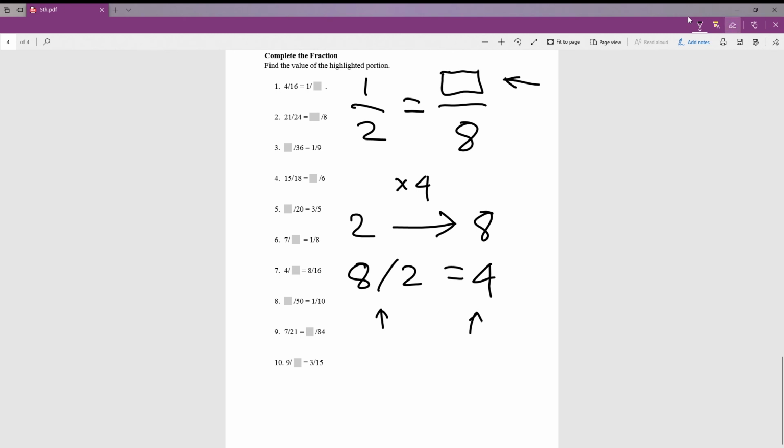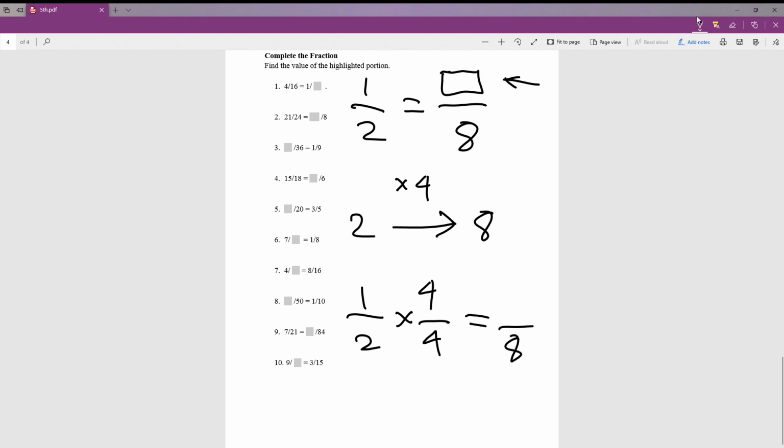So essentially, now that you've found out that to get 8 from 2, you multiply by 4, all you have to do is take whatever you multiply at the bottom and multiply that to the top to get an equivalent fraction. And so here, we would fill in our answer for 4. This is essentially the same thing for the denominator, right?